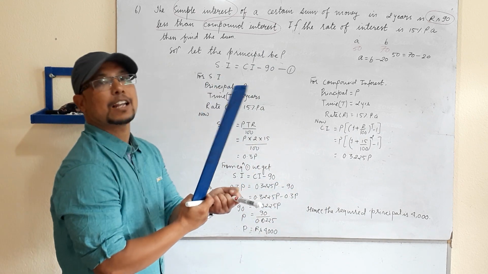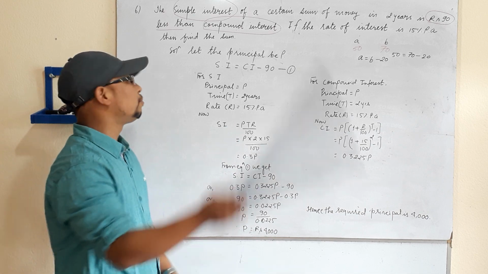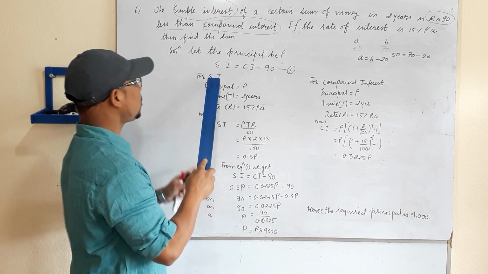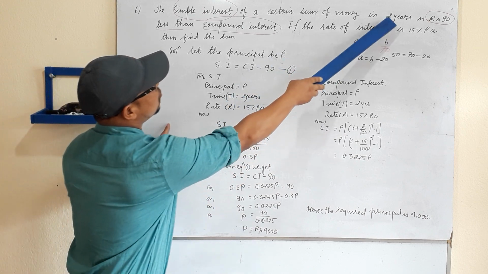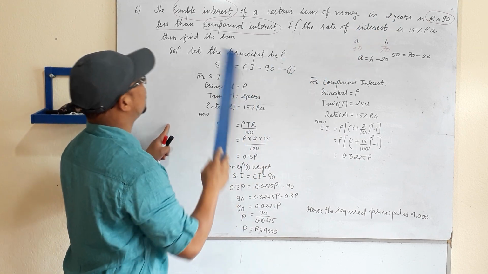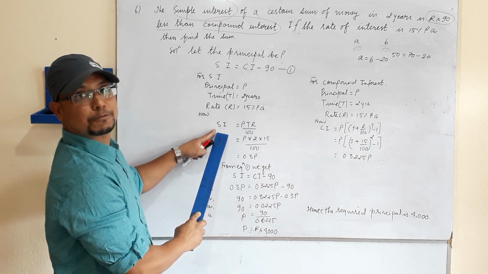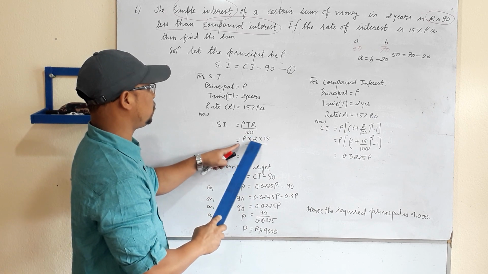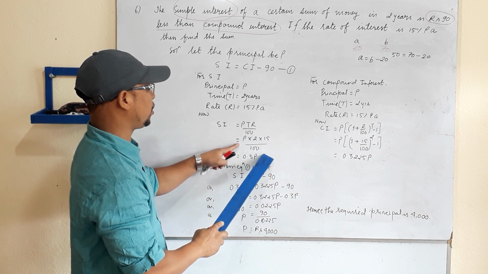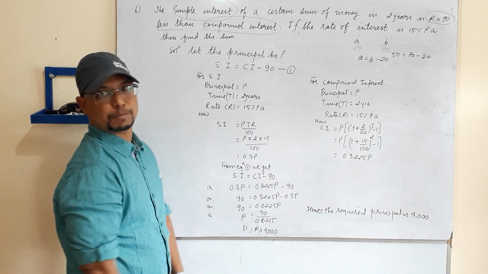Now let's calculate simple interest and compound interest separately and put the values here. For simple interest, the principal is P, time is 2 years, and rate of interest is 15%. Simple interest is PTR by 100, so P into 2 into 15 by 100. 15 into 2 is 30, and 30 divided by 100 is 0.3P.